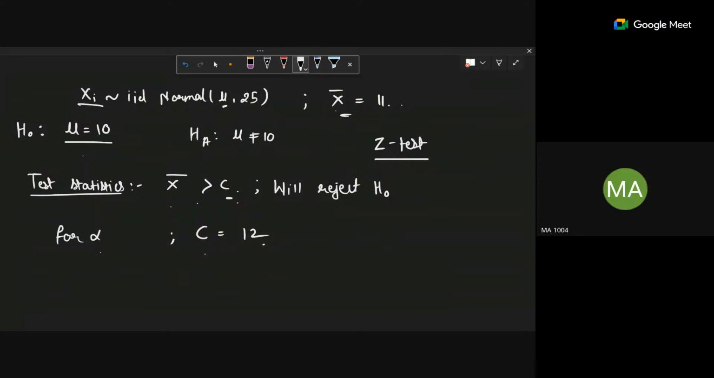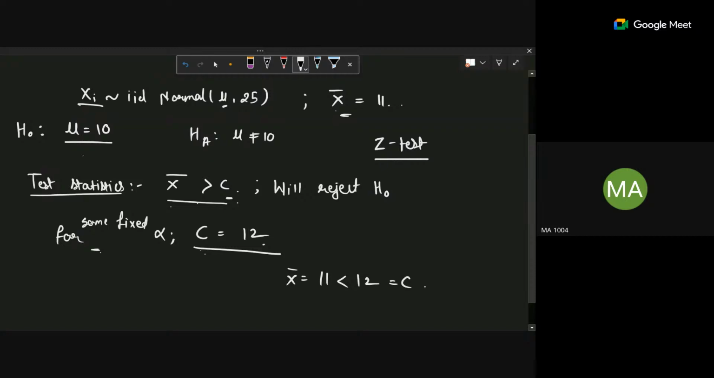And then I decided that if x bar is greater than c, then I will reject H naught. So this is what we decided as our acceptance region and rejection region, based on x bar greater than c. Then we calculated c because for some fixed alpha, we got c equal to 12. Once you know that c is 12 and the sample mean is 11, that means x bar is less than c, which implies we will accept H naught. What does accepting H naught mean? We will say that for these samples, the mean might be equal to 10.